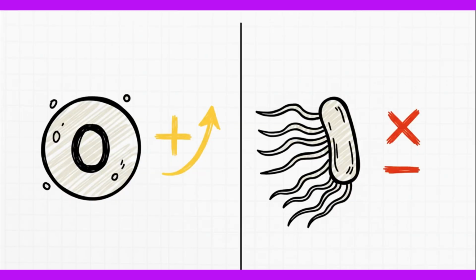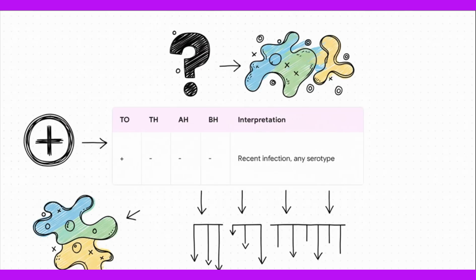Okay, next up on our list, what if only the O titer is elevated? Everything else, all the H titers, they're negative. This is another pattern you'll see all the time. So what's the interpretation here? Well, an isolated positive O titer usually points to a recent infection.